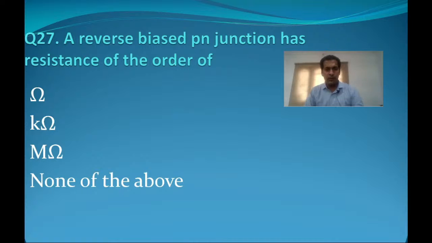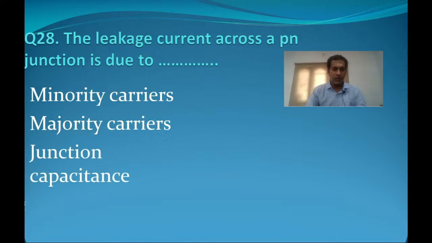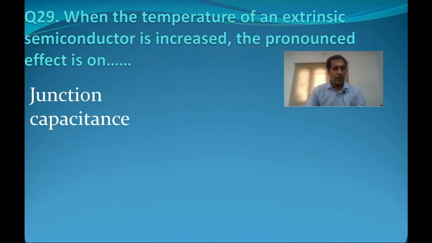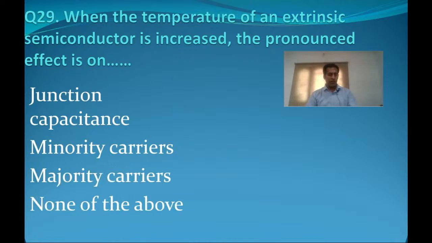We are at 27. Okay, this one we have discussed. The next one is the leakage current. This one also we have discussed. Now the next one: when the temperature of an extrinsic semiconductor is increased, the pronounced effect is on junction capacitance, minority carriers, majority carriers or none of the above.